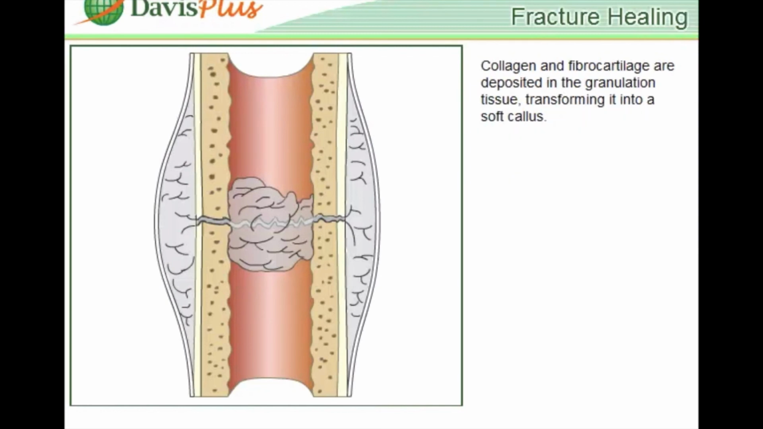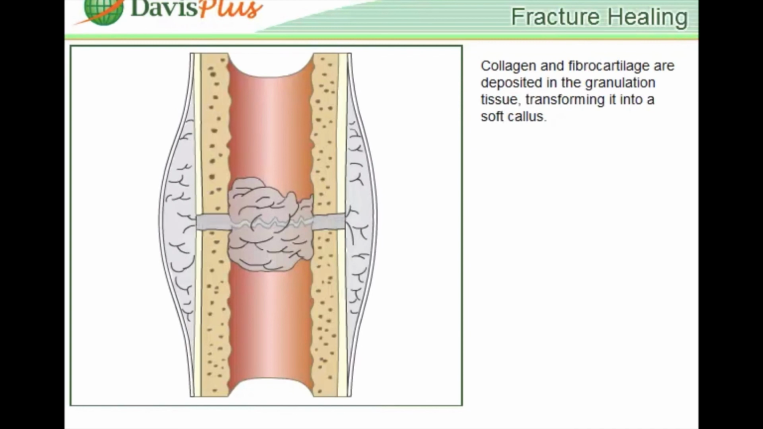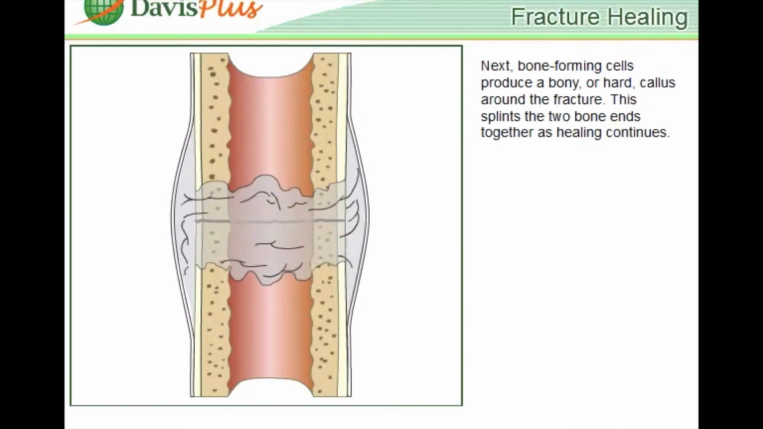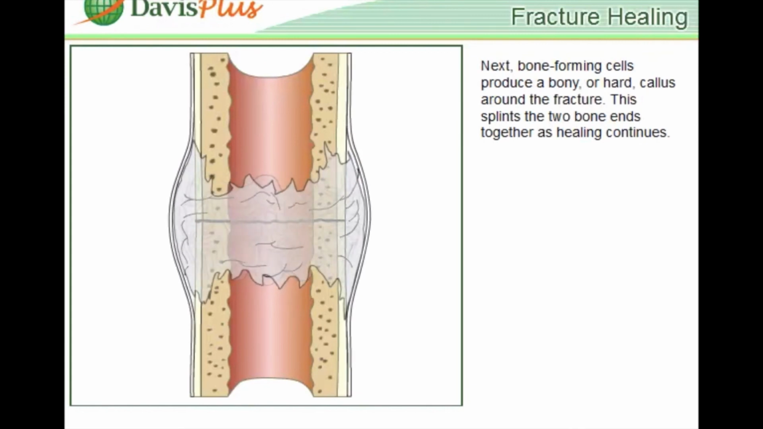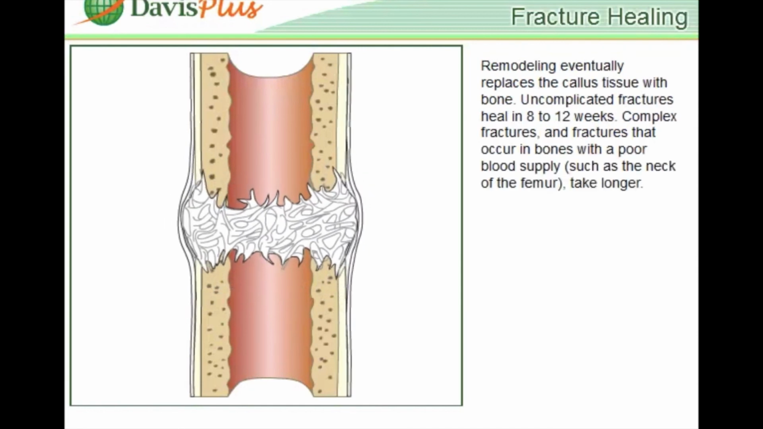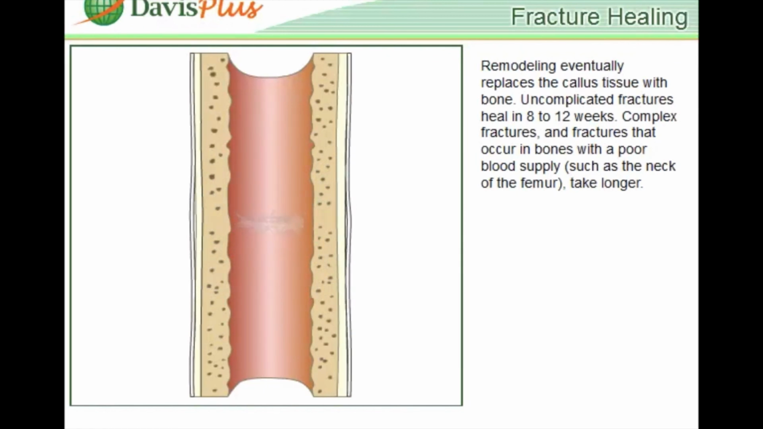Collagen and fibrocartilage are deposited in the granulation tissue, transforming it into a soft callus. Next, bone-forming cells produce a bony or hard callus around the fracture. This splints the two bone ends together as healing continues. Remodeling eventually replaces the callus tissue with bone. Uncomplicated fractures heal in 8 to 12 weeks. Complex fractures, and fractures that occur in bones with a poor blood supply, such as the neck of the femur, take longer.